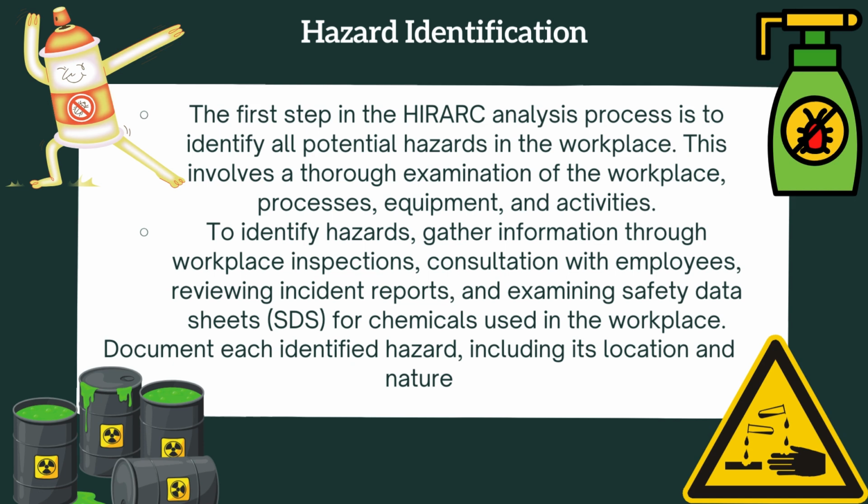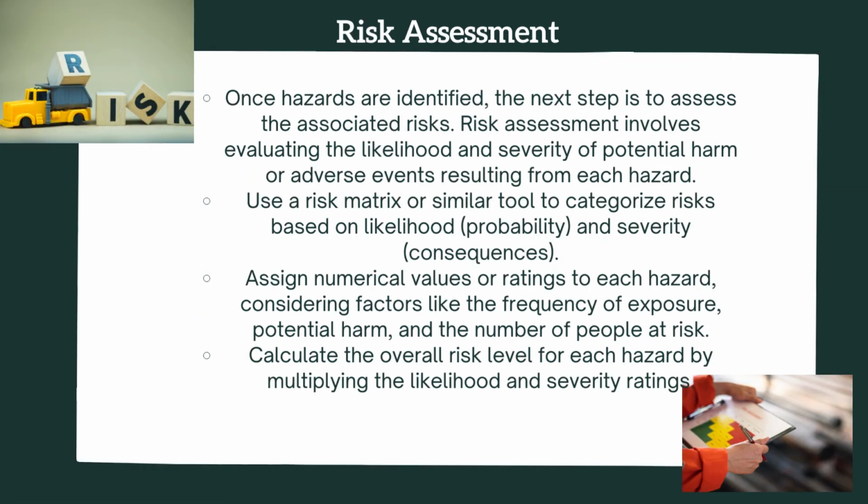2. Risk assessment. Once hazards are identified, the next step is to assess the associated risks. Risk assessment involves evaluating the likelihood and severity of potential harm or adverse events resulting from each hazard. Use a risk matrix or similar tool to categorize risks based on likelihood, probability, and severity, consequences. Assign numerical values or ratings to each hazard, considering factors like the frequency of exposure, potential harm, and the number of people at risk. Calculate the overall risk level for each hazard by multiplying the likelihood and severity ratings.